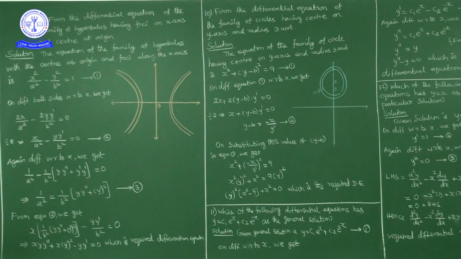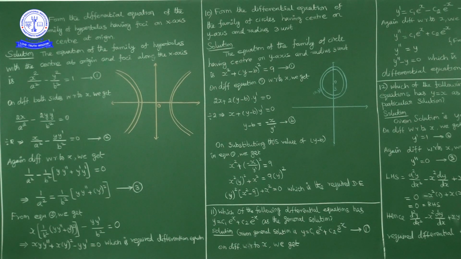Okay, next. My next question: form the differential equation of the family of hyperbolas having foci on x-axis, center at origin. The equation of the family of hyperbolas with center at origin and foci along x-axis, such equations are x square upon a square minus y square upon b square is equal to 1. Okay, this is a rough diagram, the family of hyperbolas having foci on x-axis, center at origin.